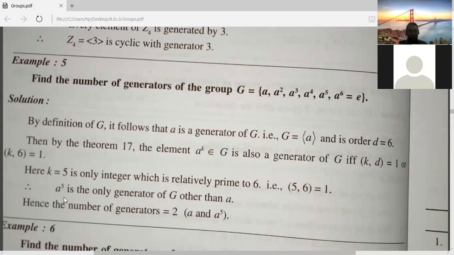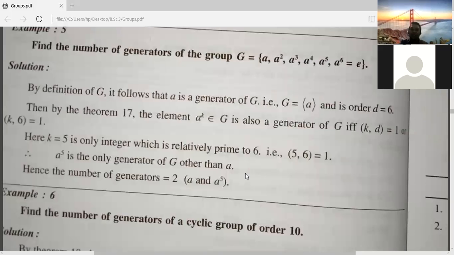Now, what we can say, a to the power 5 is also a generator other than a. That means you see here a is one generator and a to the power 5 is another generator. That means two generators are existing here. One is a, the second one is a to the power 5. How do you find them? They are relatively prime here. k equal to 5 means we are getting relatively prime, so a to the power 5 is the generator. That is one way of finding the generators.